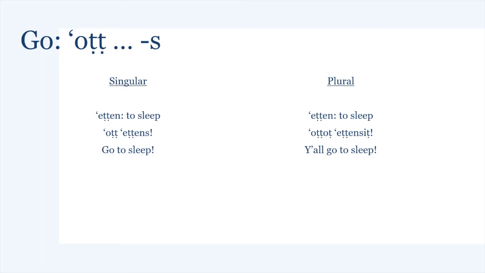And I should have put this, but there is an underlying form for ot, and that is that hidden O that you see pops up. So ot etrensit. Now you have to add that retroflex T after etrens too. And this time there is an I that pops up. It can get a little confusing when it's O, when it's I, when it's A, but you'll get the hang of it eventually. Etchensit. Y'all go to sleep.